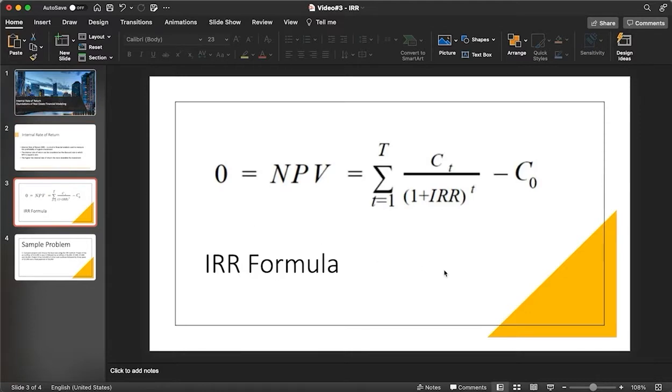So if you're calculating the IRR by hand, this is what it looks like on our sample problem. We won't be calculating this by hand. We're going to be using Excel and its functions.